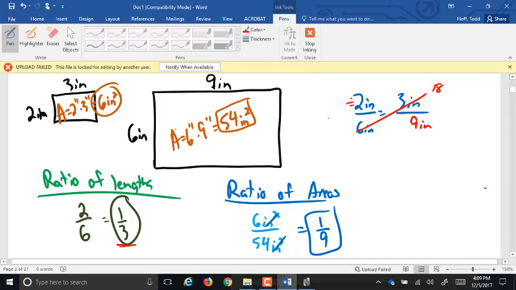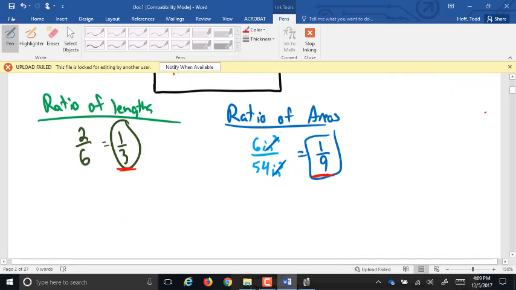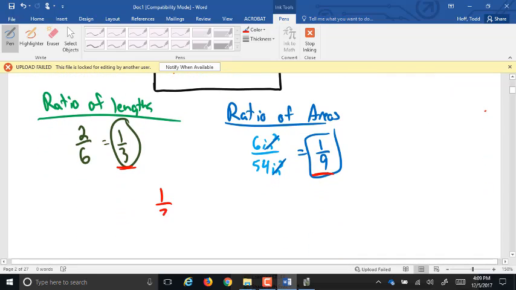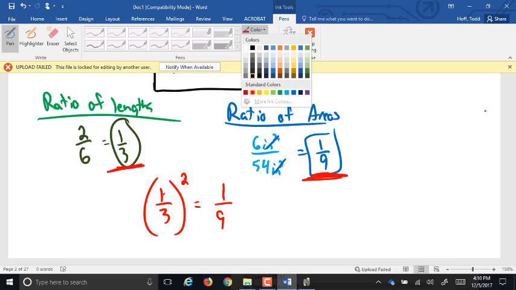Can you see a relationship between the ratio of lengths and the ratio of areas? If I square 1/3, what do I get? 1 squared is 1. 3 squared is 9. The ratio of areas is the square of the ratio of lengths.